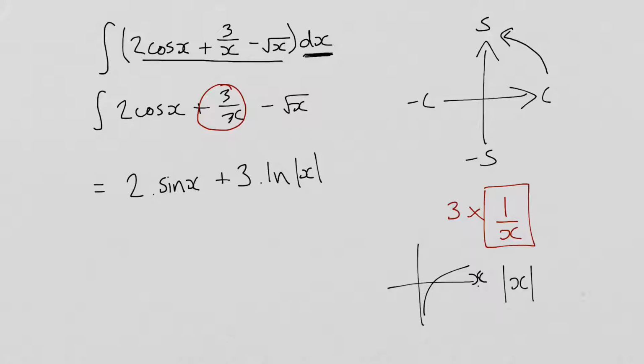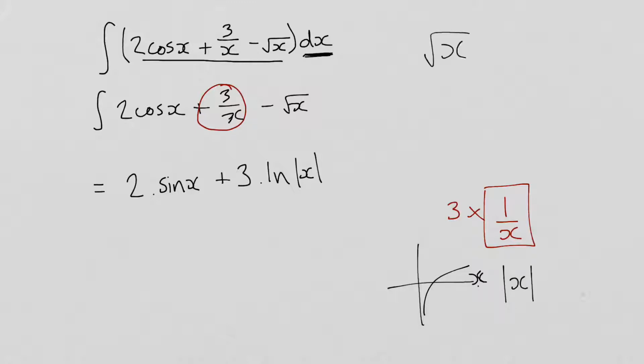Finally, the minus square root of x. You remember, hopefully, that whenever we're working with functions like that, what we need to do first of all is rewrite them with a power. So the square root of x, you hopefully remember, is x to the power of a half. And then I just apply the formula for integration. So increase the power by 1 and divide by the new power.